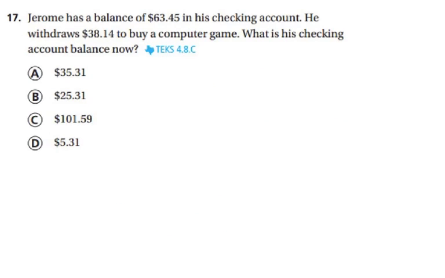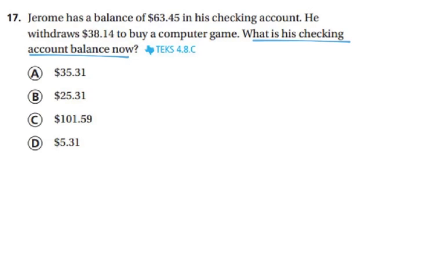All right, we're looking at number 17. Jerome has a balance of $63.45 in his checking account. So that means that's how much is in his bank account right now. He takes out or withdraws $38.14 to buy a computer game. So he no longer has that $38.14. What is his checking account balance now?